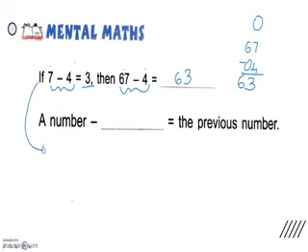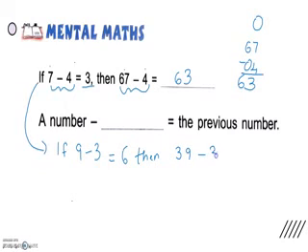We can do one more like that. If 9 minus 3 is equal to 6, then 39 minus 3 is equal to, what will be the answer? Yes, we can directly say from this that if 9 minus 3 is equal to 6, then 39 minus 3 is equal to 36. Very good. Now you understand how we will deal with such kinds of problems.